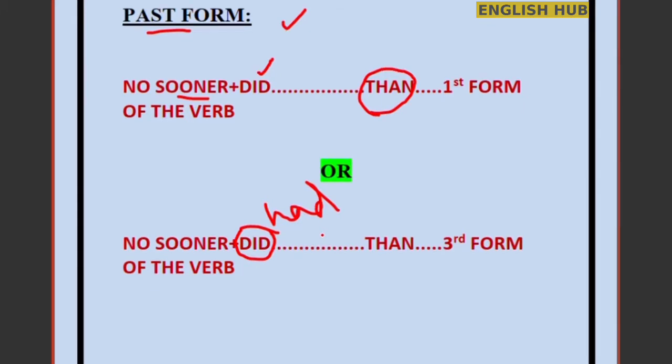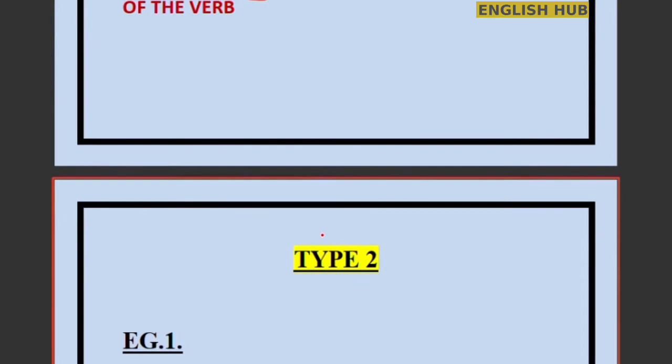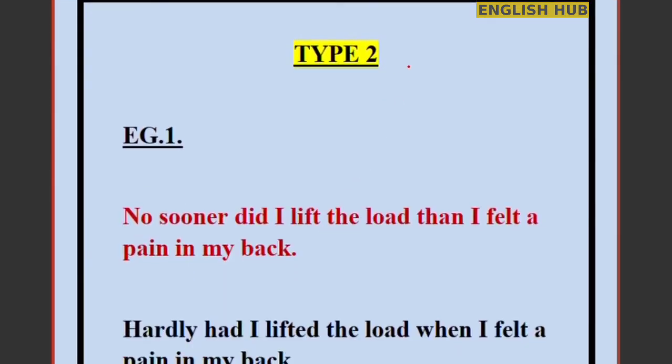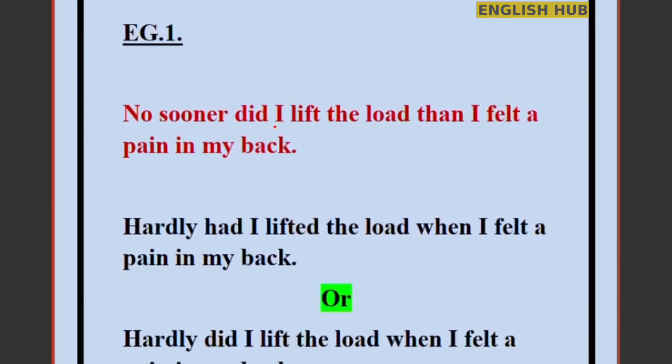Okay, next, this is the formula. Now we will move to type 2. What is type 2? Type 2 is the sentences that start with hardly. See the first example. No sooner did I lift the load. So one part of the sentence is that I am lifting the load, and the second part is the pain in my back. These are the two parts.